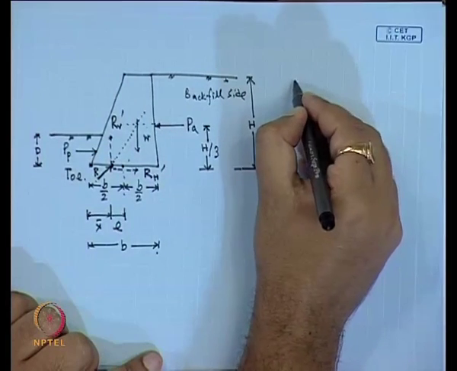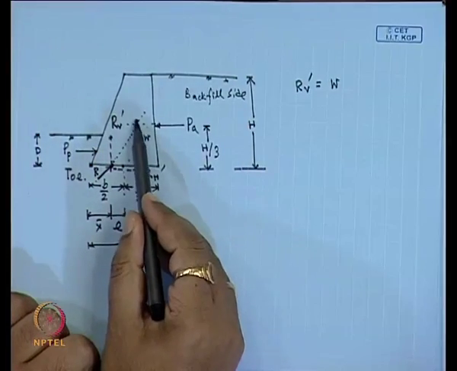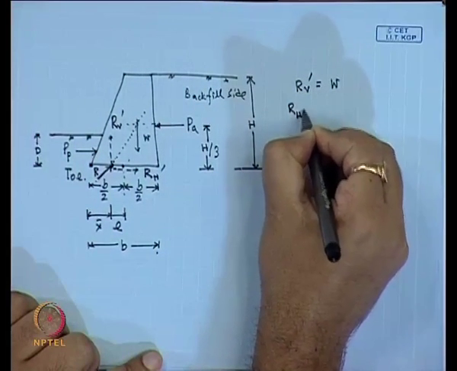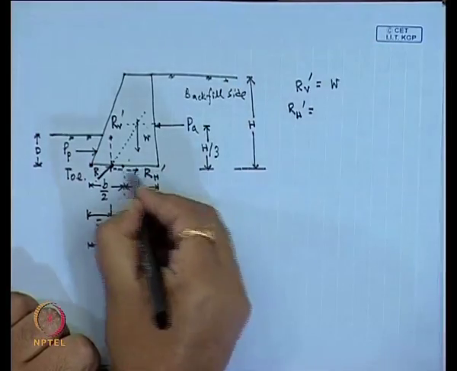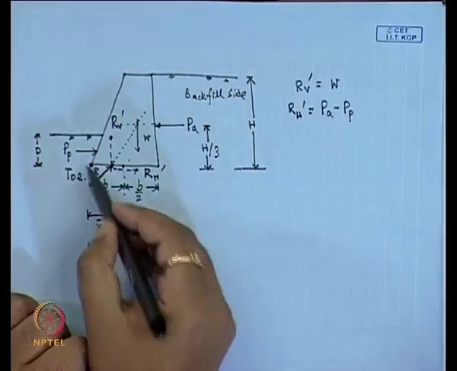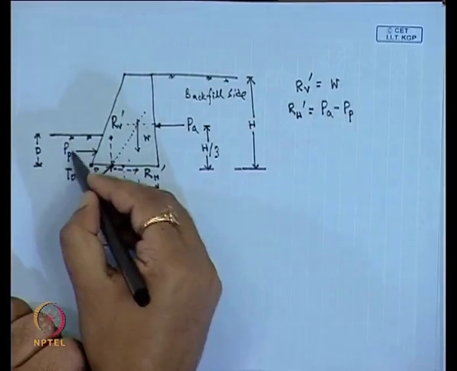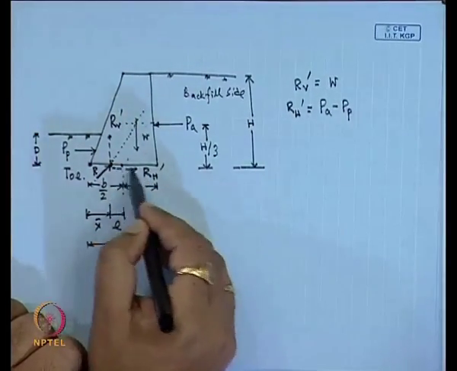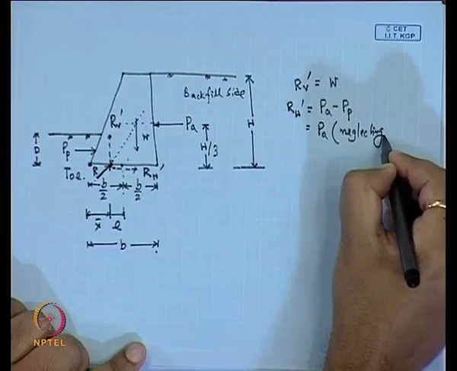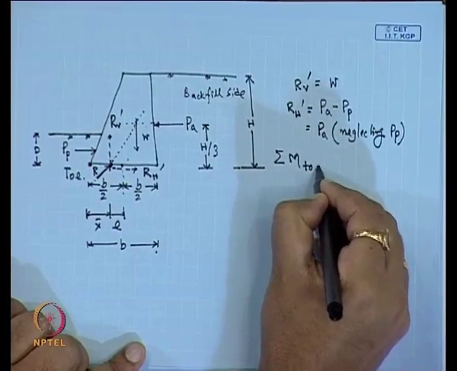Now if I go for the equilibrium conditions, R V dash is equal to W, that is, the vertical component is equal to W. Another one, R H dash is equal to P A minus P P. Now if I neglect P P, because P P is very small compared to P A, and it also provides additional safety for this retaining wall, then R H dash will be equal to P A. Another condition, we have to take moment with respect to the toe, and that moment should be 0.